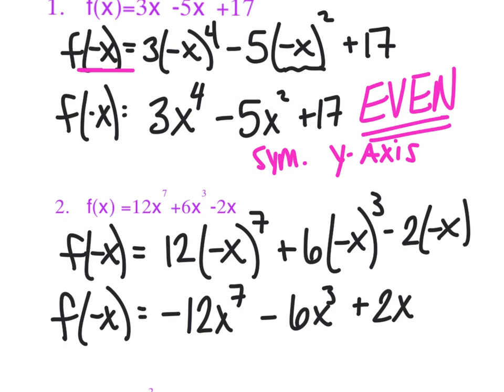Okay, so all you have to do now is see what you got out. Did you get the original f of x out? So go ahead and compare it. 12x to the 7th, negative 12x to the 7th. Well, right off the bat, it's not the same, so I know it's not even.